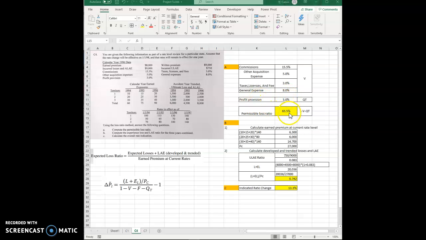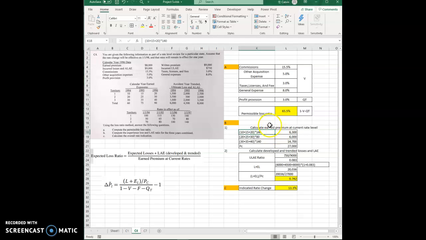And we can simply use 1 minus sum of those numbers minus this number, and we can get our permissible loss ratio. The formula is right here. It's 65.5%. And for second question, compute the experience loss and LAE ratio for the 3 years combined.